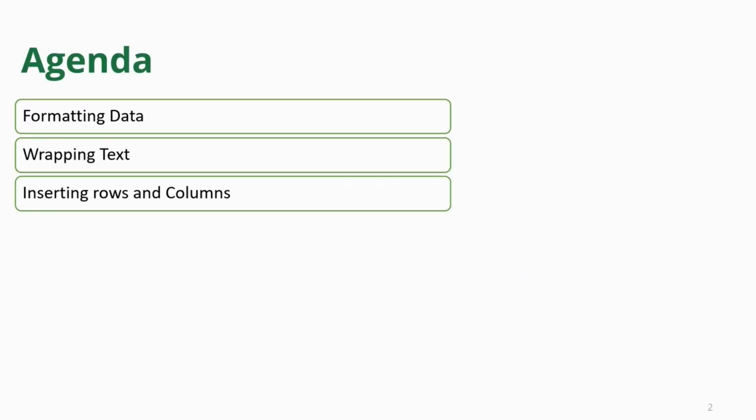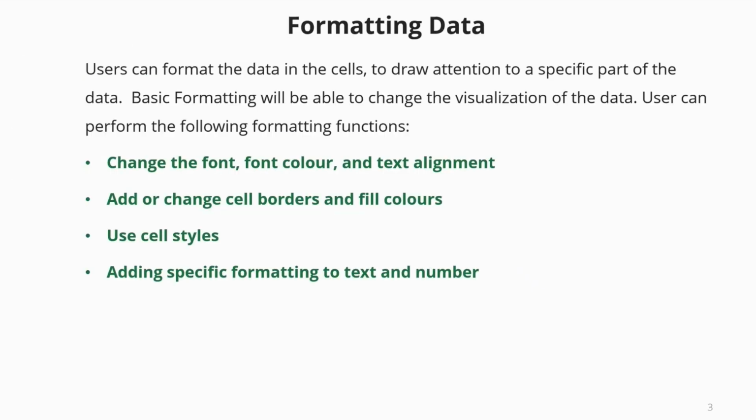We are going to start with formatting data in Microsoft Excel, followed by wrapping text, and then inserting rows and columns. Users can format the data in the cells to draw attention to a specific part of the data. Basic formatting will be able to change the visualization of the data. Users can perform the following formatting functions: change the font, font color, text alignment, change cell borders or fill colors, use cell styles, and add specific formatting to text and numbers.